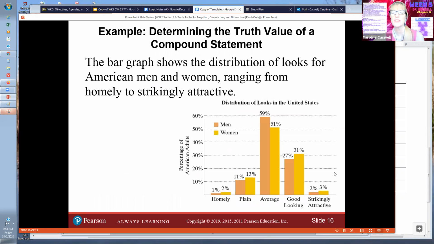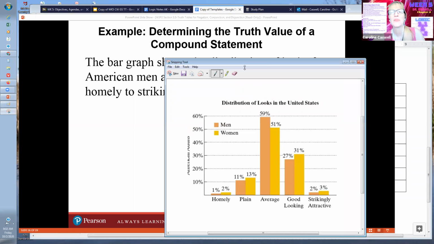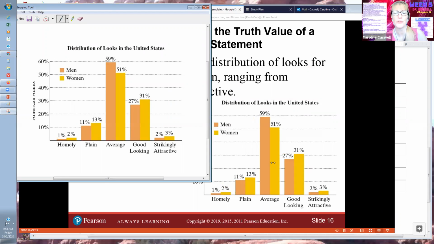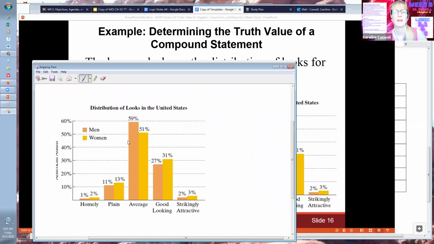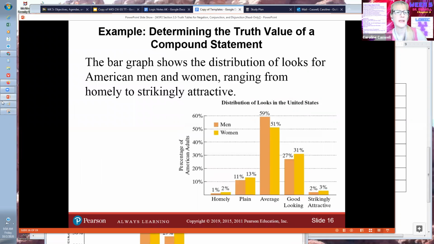Now, the next one is a little bit confusing, but it's in your homework, and that's why I'm going to spend a couple minutes on it. I don't want to spend too much time on it. But the idea here is that you're looking at a chart, knowing how to read the chart, and then determining whether it's true or false. So for example, I didn't do a great job on this yesterday. Let's see if we can do a little better today.